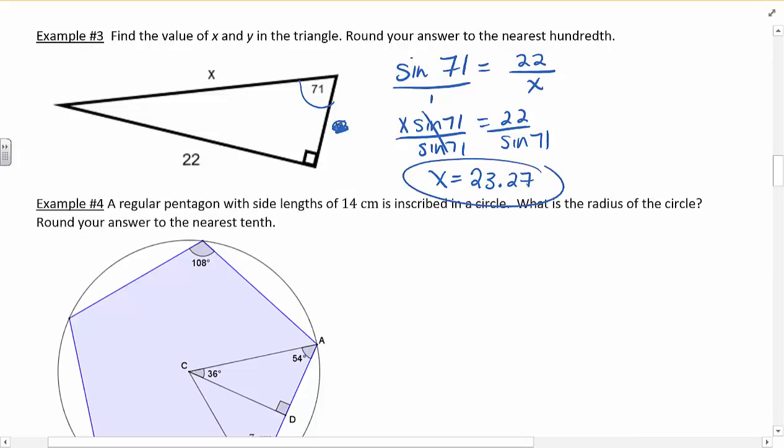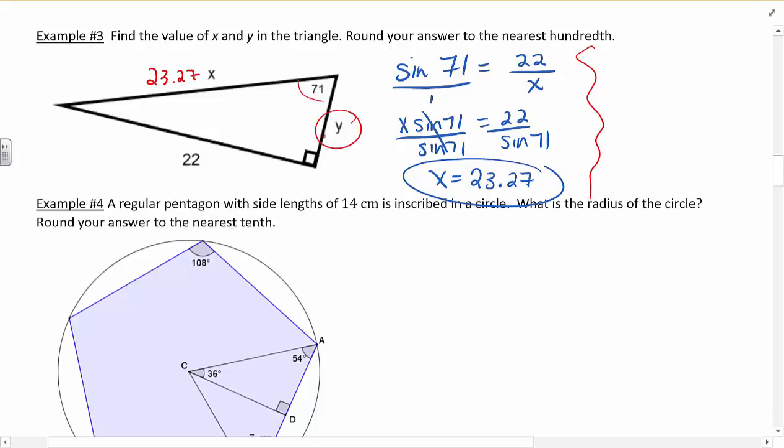Now at this point, I need to go back and I want to find y. And I know that this is 23.27. We have a couple options for y. Now we know two sides of the right triangle. We can use Pythagorean theorem to find y. Or what I think is a better idea is we can just use SOHCAHTOA again. 71 and the y, those are, let's see, an angle and the adjacent.